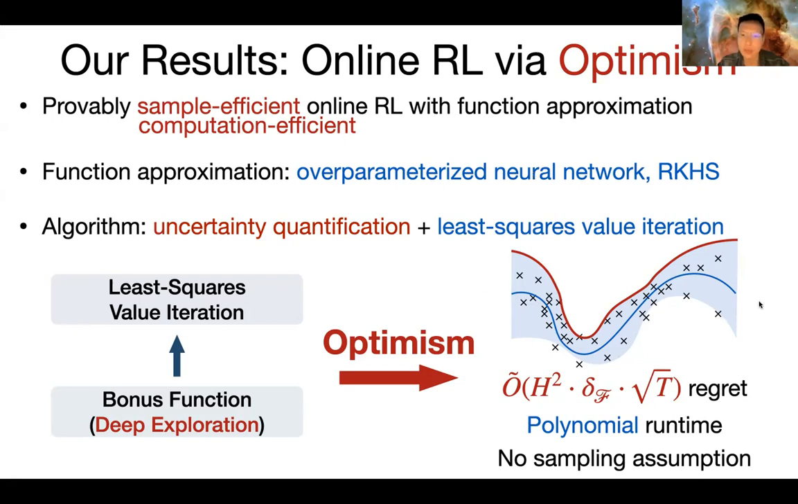And for deriving these theoretical guarantees, we do not impose any sampling assumption. Our data is obtained by directly interacting with the environment. And the only assumption we make is a structural assumption which says that our function class has no approximation bias.